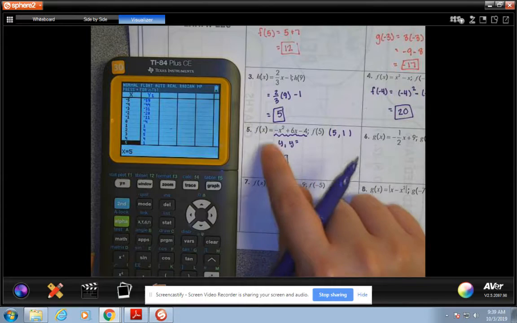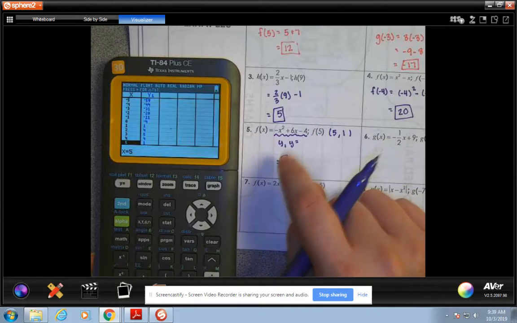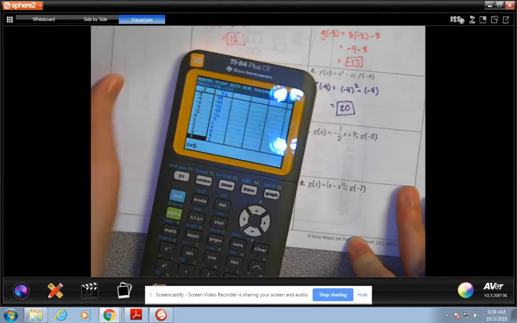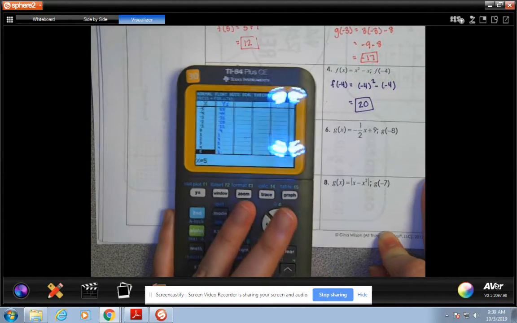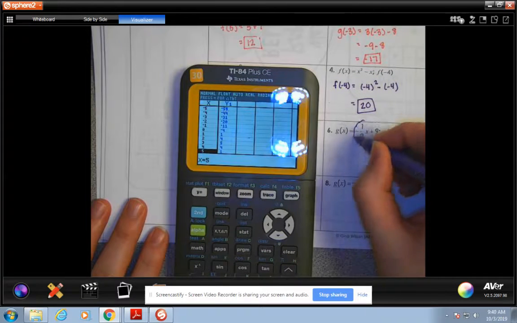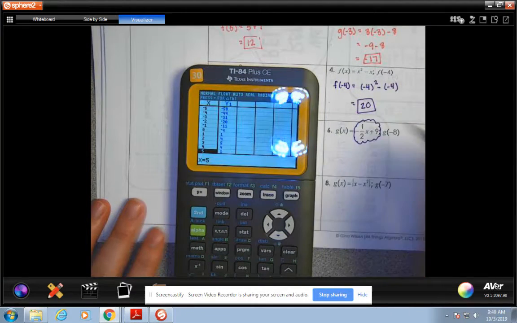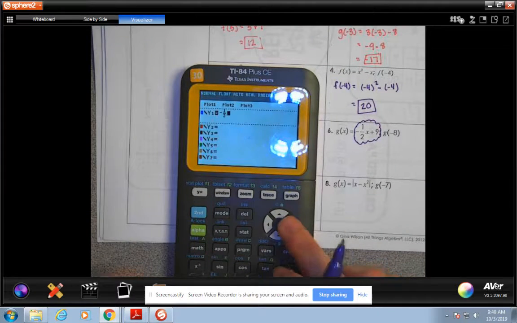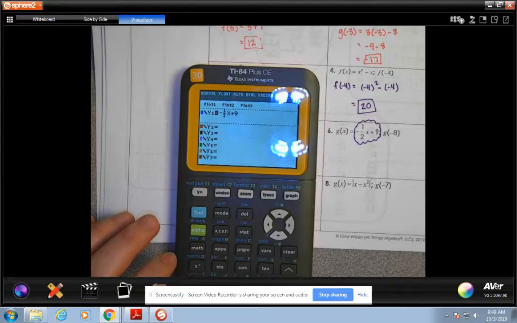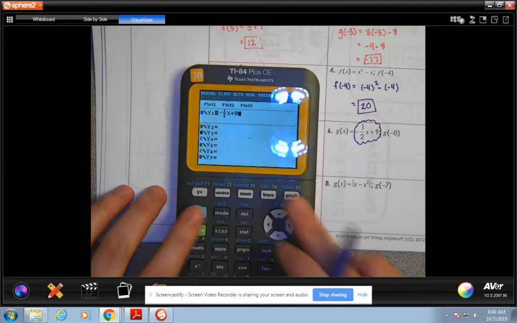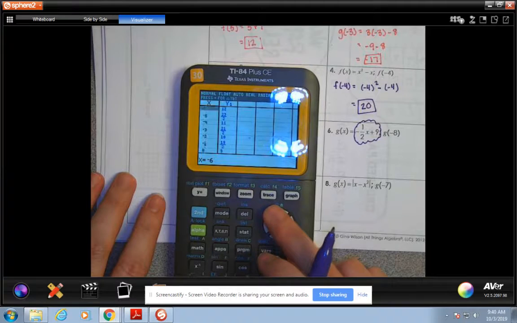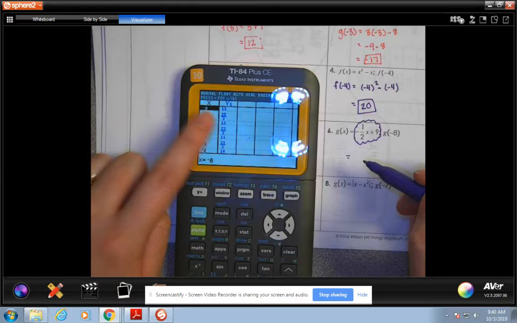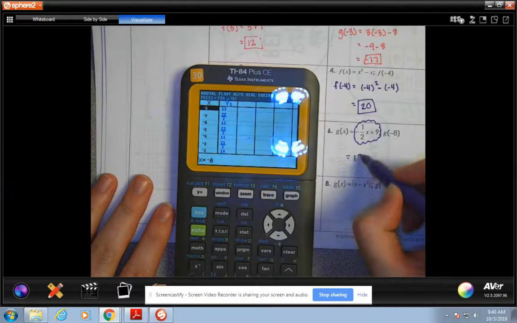And I found that by putting this in y equals and then going to the table and finding where x was 5. All right, we're going to do the same thing for number 6. We're going to put the function itself in y equals. I'm going to type what the function is. So y equals negative 1 over 2 x plus 9. Then we're going to go to second graph, and we're looking where x is negative 8. When x is negative 8, y is 13, so 13 would be our answer.